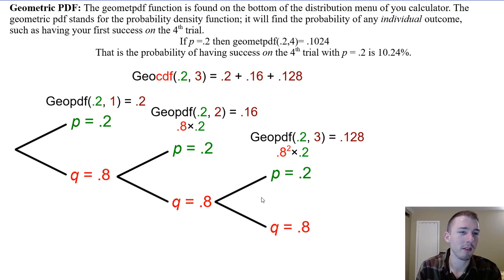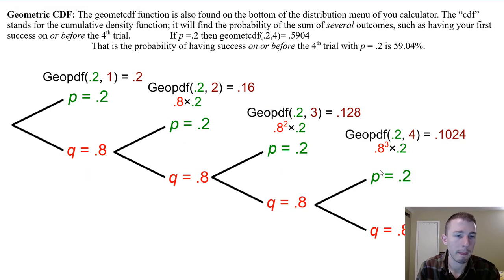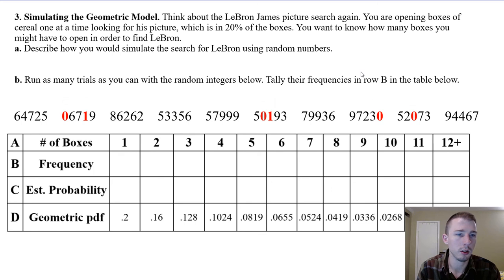All right, so the PDF. Geometric PDF, you can read that if you're still struggling with it. Basically, it's how long until the first success. The CDF would be a cumulative density function that would add those all together up to a certain amount. So CDF, again, would add them together. You can read that if you need to.